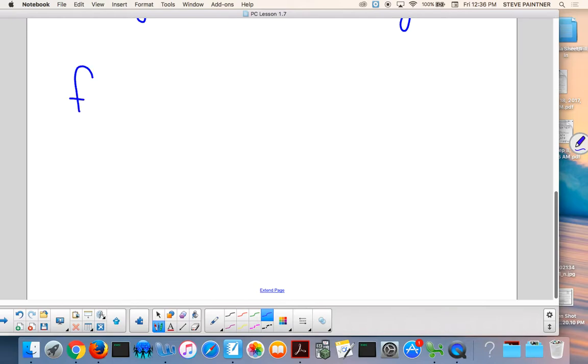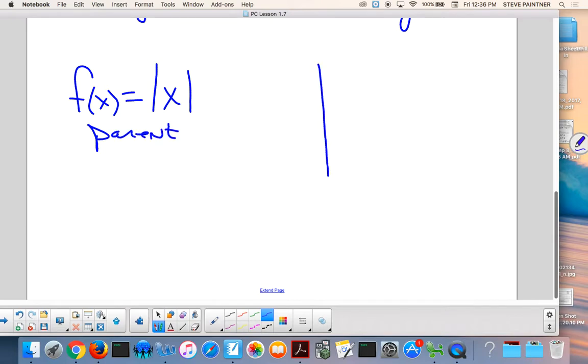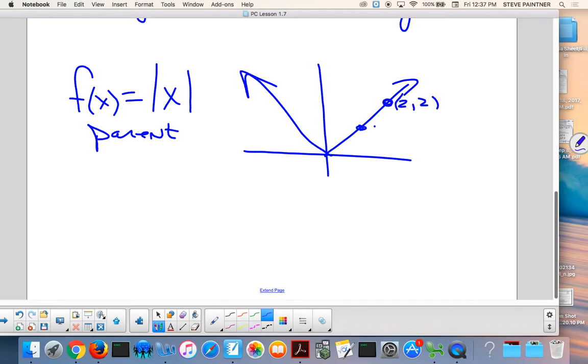If I say f of x equals absolute value of x, that's your parent, and you know your parent looks like this, right? This is 2, 2. 1, 1. And I go like this. Your new function is g of x, and it is absolute value of x with a 2 in front. Stretch it vertically. A multiplier is your stretch factor or your compressed factor.